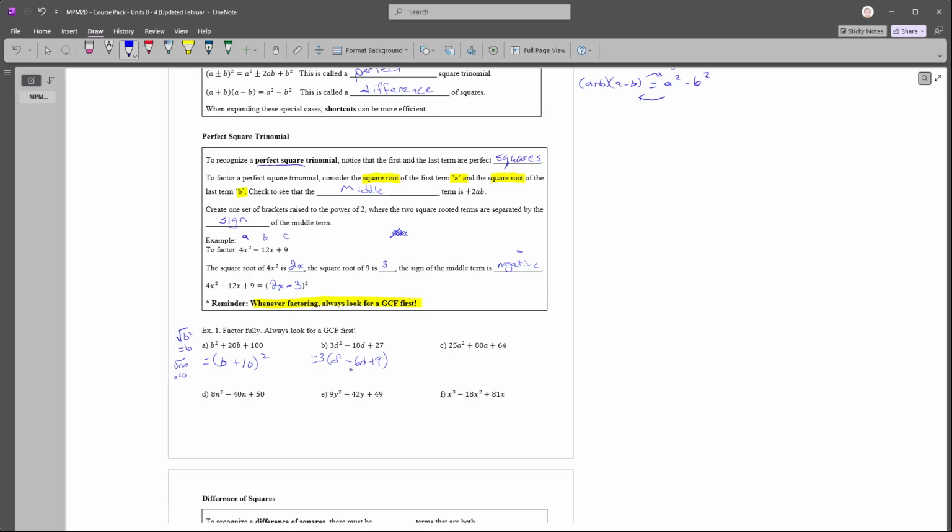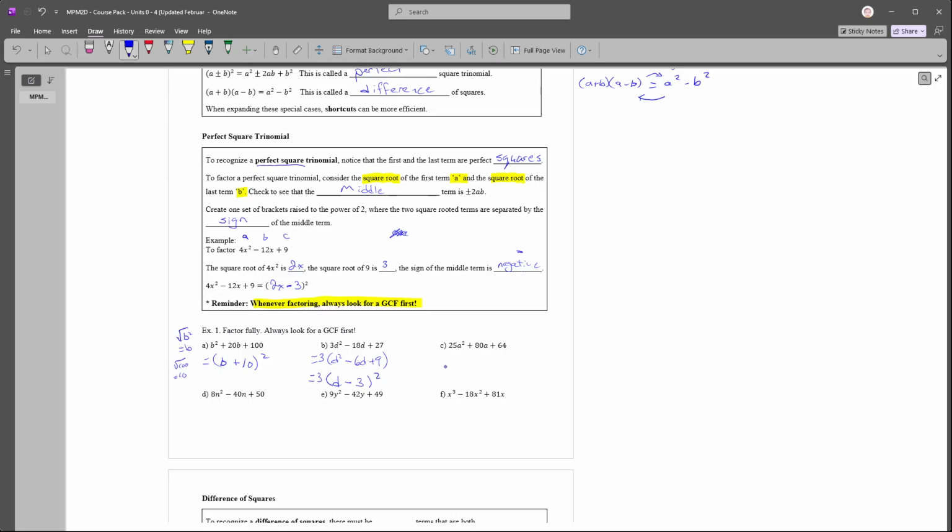Is the middle equal to 2ab? So if we multiply d times 3, we get 3d. And then if we multiply that by 2, we get 6d. So yes, it will work for this. So we're going to leave that 3 alone, because all we're really factoring here is the brackets. And the result of these brackets, we square it, and we end up with d, take the sign from the middle, minus, and the square root of the last term, which is 3. So we have 3 times (d minus 3) all squared.